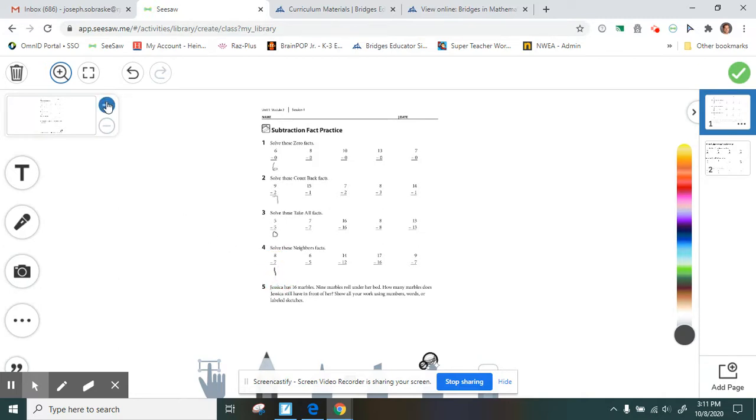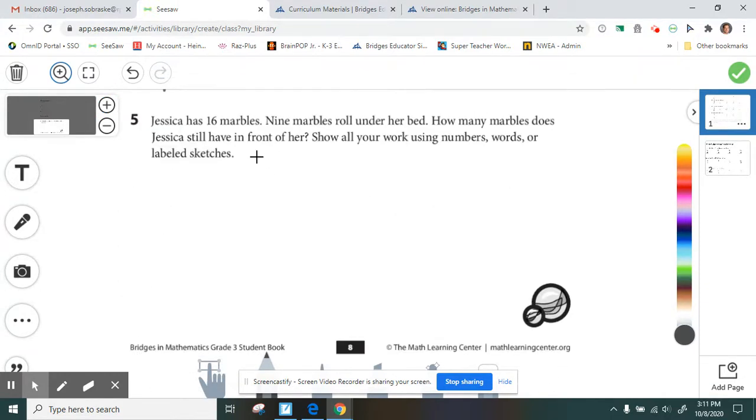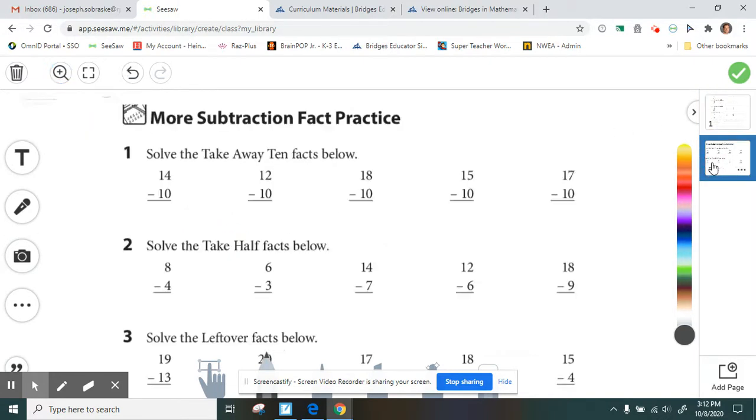Okay. And then if I zoom in, oops, Jessica has 16 marbles. So right away I'm just going to write 16 because I know it's probably going to be something I got to do. Jessica has 16 marbles. 9 marbles roll under her bed. So how many marbles does Jessica still have in front of her? Show your work using numbers, words, or labeled sketches. So I'm going to leave that one up to you. 16 minus 9 equals, if I were you, I would draw a number line here, or I would do pictures. Okay.